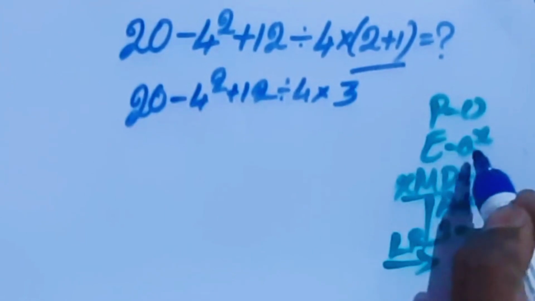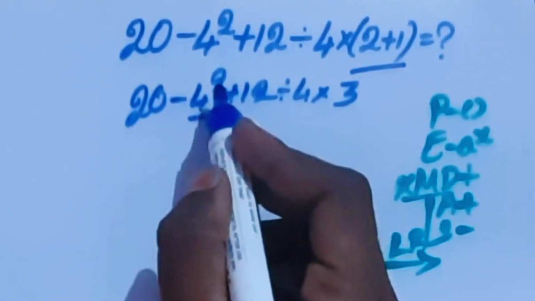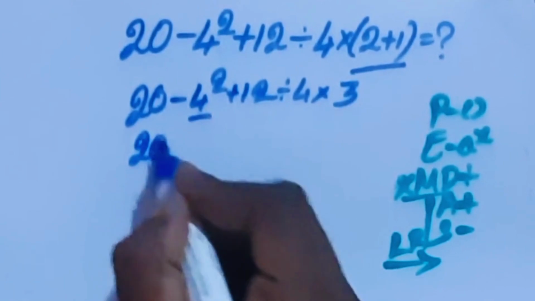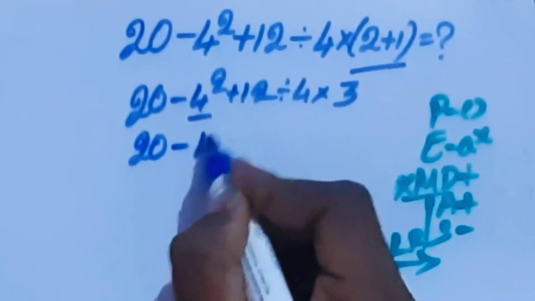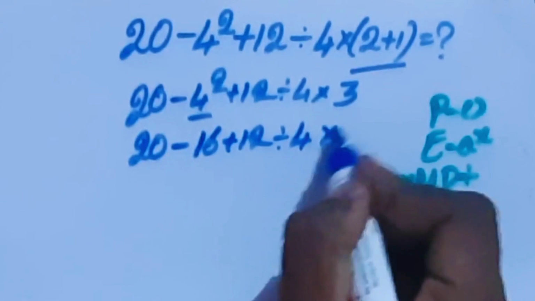The next priority is exponent. We have exponent here, 4 to the power of 2. We have to do this 4 to the power of 2 before any other operation. So 20 minus 4 to the power of 2 is 16, plus 12 divided by 4 times 3.